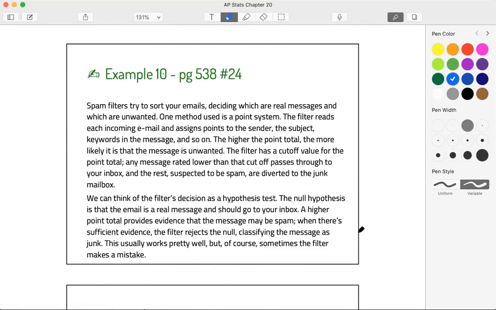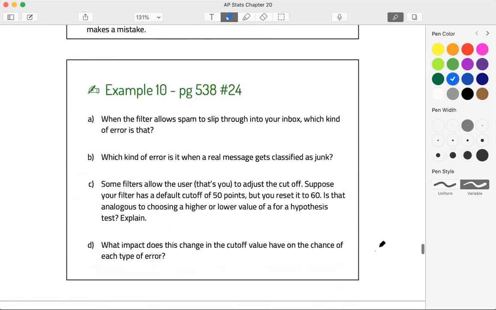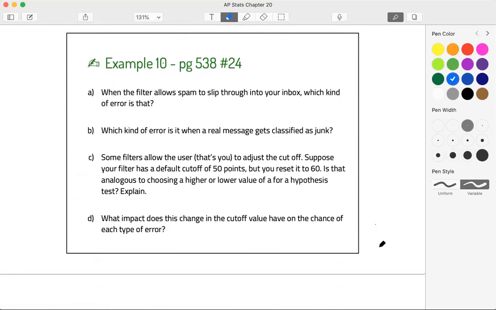We can think of the filter's decision as a hypothesis test. The null hypothesis is that the email is a real message and should go to your inbox. A higher point total provides evidence that the message may be spam. When there's sufficient evidence, the filter rejects the null, classifying the message as junk. This usually works pretty well, but of course, sometimes the filter makes a mistake. So example 10. When the filter allows spam to slip through to your inbox, which kind of error is this?